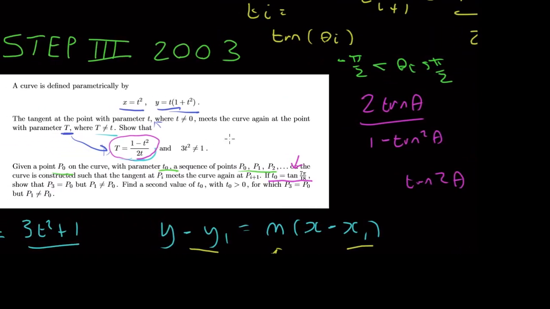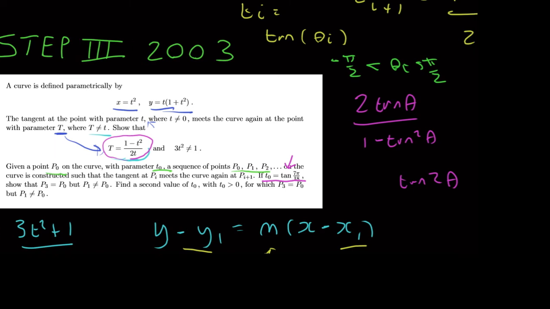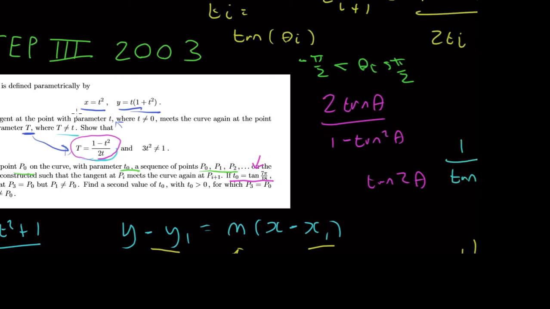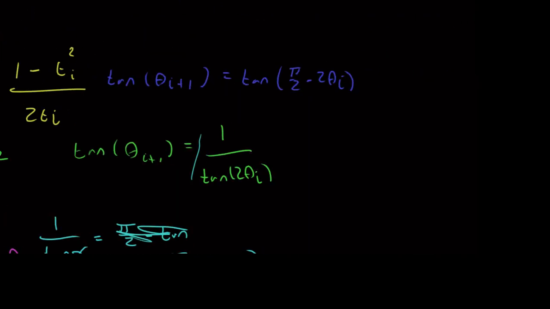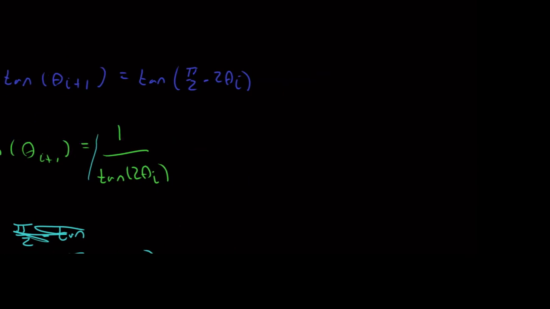Now we want to show that if t naught is tan of 7 pi over 18, then t3 is going to be the same as t naught. So if t naught is tan of 7 pi over 18, we'll plug it into that relationship. 7 pi over 18 was theta naught in this case. So what's theta 1? Within reason, there are a lot of ways you can do this, but I'm going to do it this way.